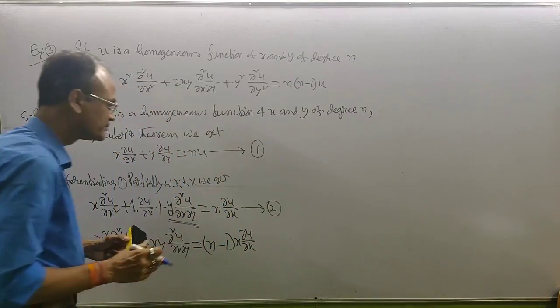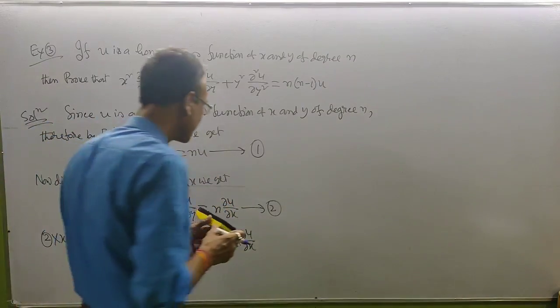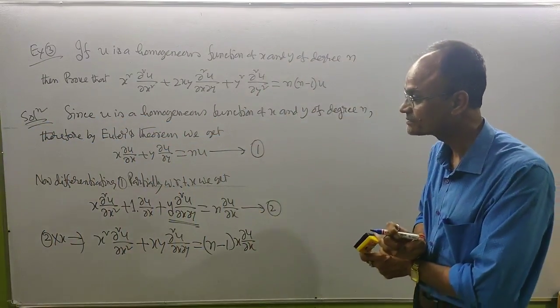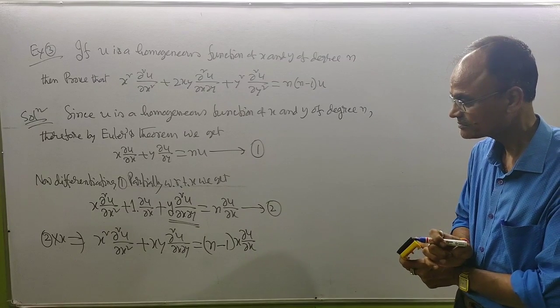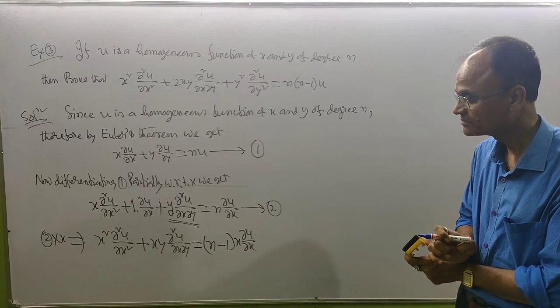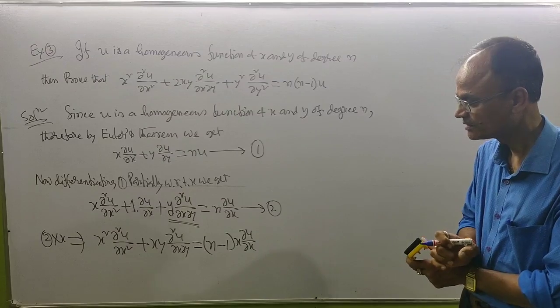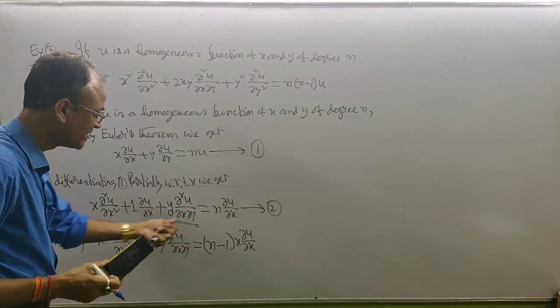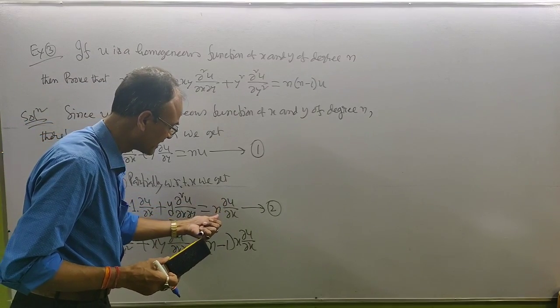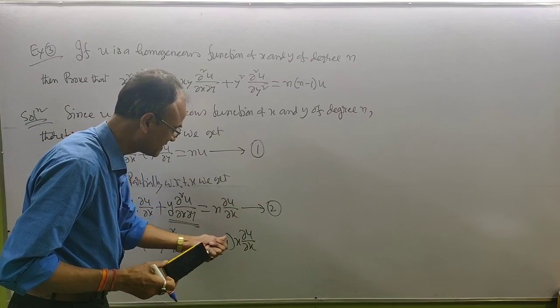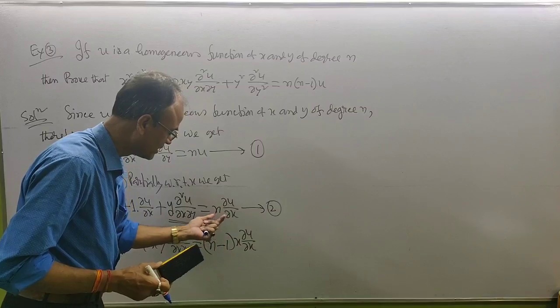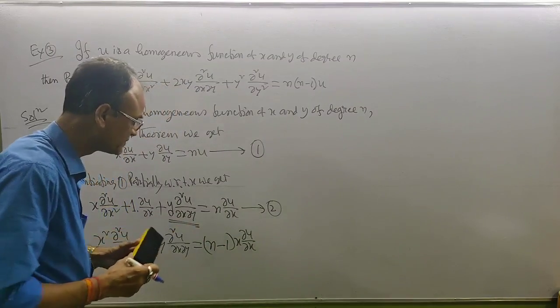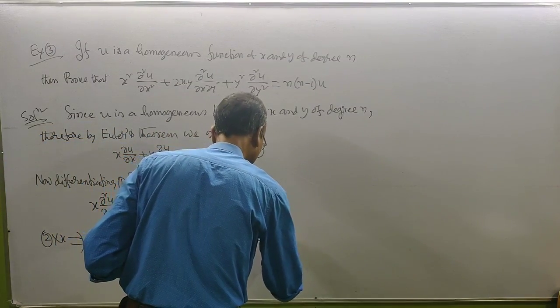You may write like this, n minus 1 x del u by del x. In the right hand side, n x del u by del x, del u by del x common, then you will get n minus 1. Suppose this is number 3.